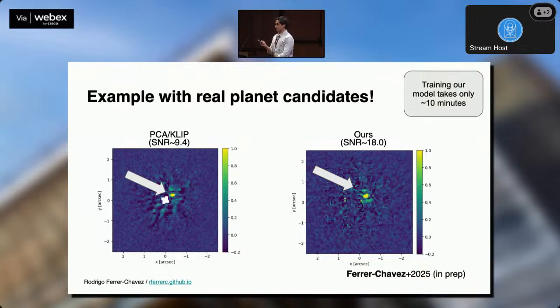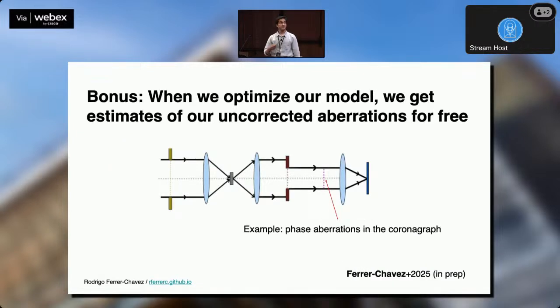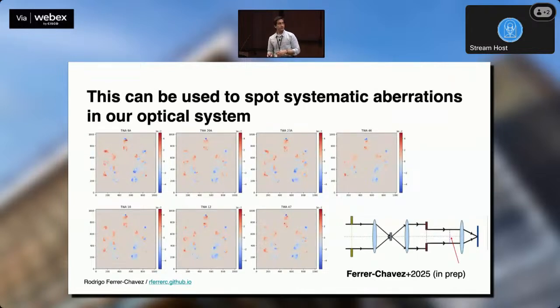I want to comment on another thing. As I mentioned before, this is a fully physics-based method. So what that means is that when we solve for our Starlight model, we, for free, also get an estimate of what the telescope aberrations look like. So I want to comment very briefly on this. One example of an aberration we might fit for is, for example, phase aberrations at some plane of the telescope. When we apply this to several targets in our survey, we get something like this.